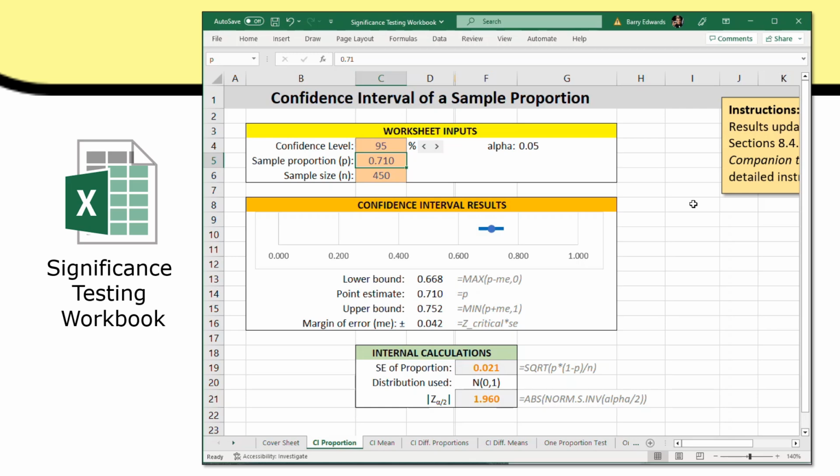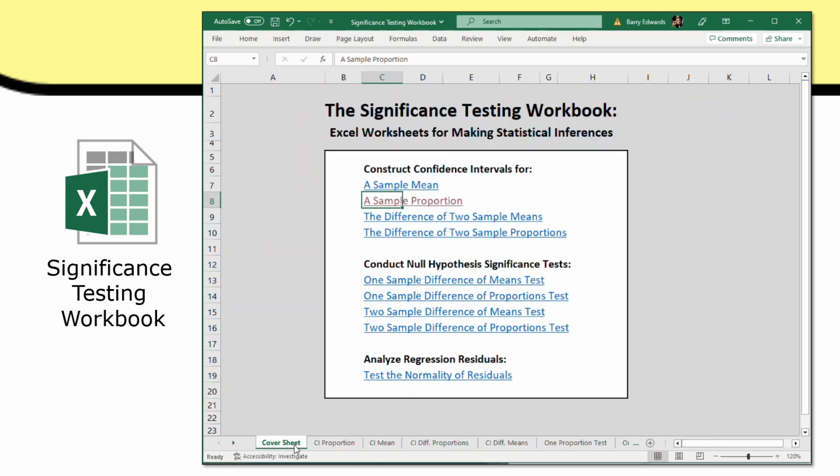You input those things, and then you get a confidence interval. And you can see it, and you get the values. So I think it simplifies the task quite a bit, but that's just one worksheet. We also have some worksheets for conducting null hypothesis significance tests.